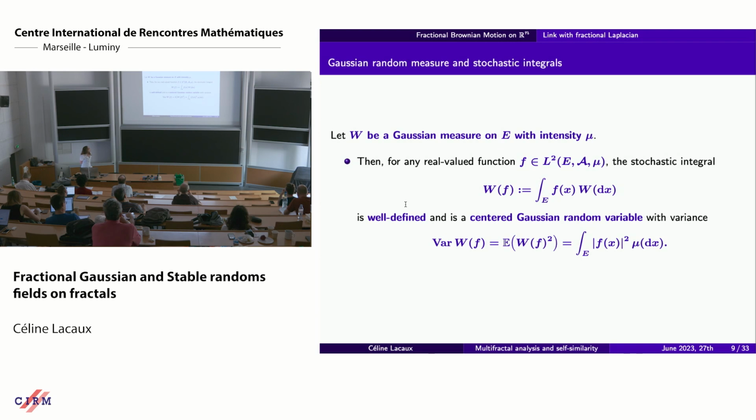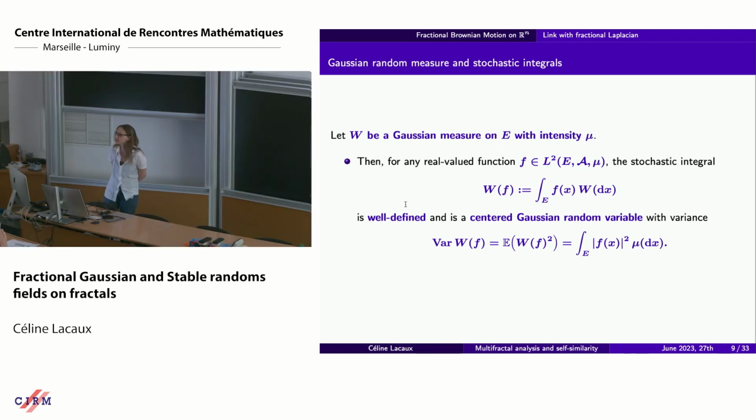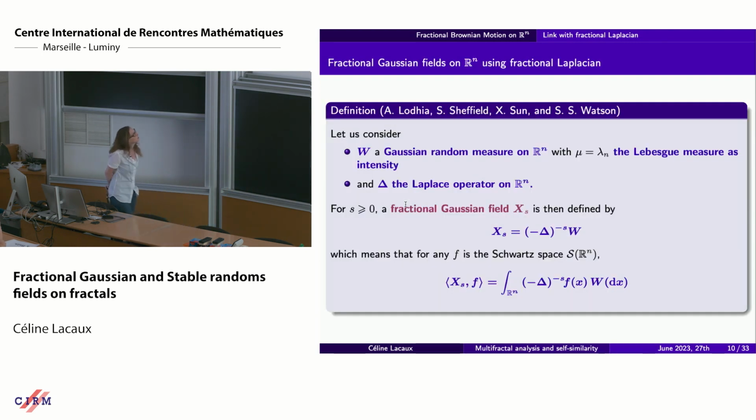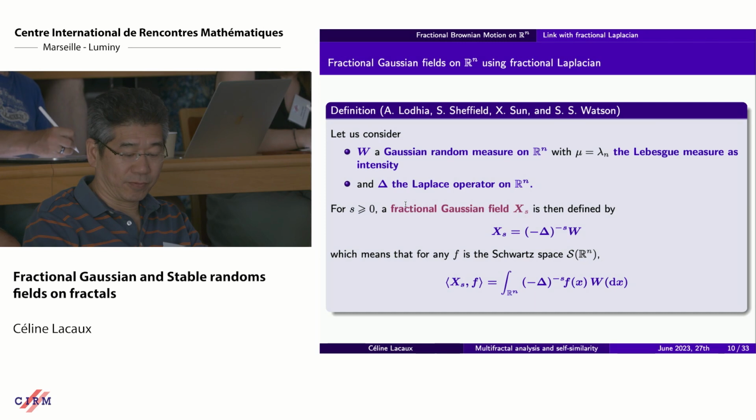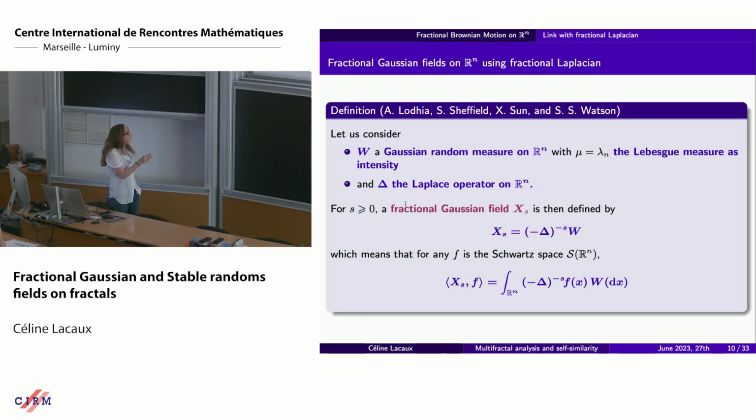So now I have the random measure, I have the stochastic integral, and on R^n, I think that everyone knows what the Laplacian is, so I can give you the link between the fractional Gaussian motion on R^n and the Laplace operator. This follows from a survey of Lodhia, Sheffield, Sun, and Watson. They consider W a random measure on R^n, so E is equal to R^n. The control measure mu is here the Lebesgue measure on R^n. And then you introduce the Laplace operator Delta. And for any parameter s which is non-negative, you define the fractional Gaussian field X_s as the fractional operator of order s applied to W.